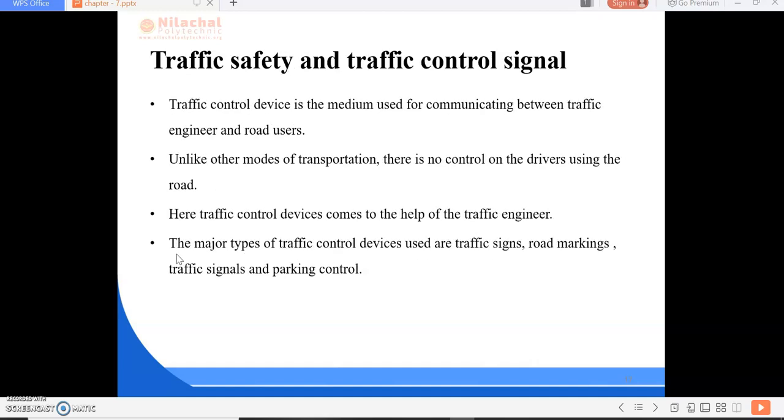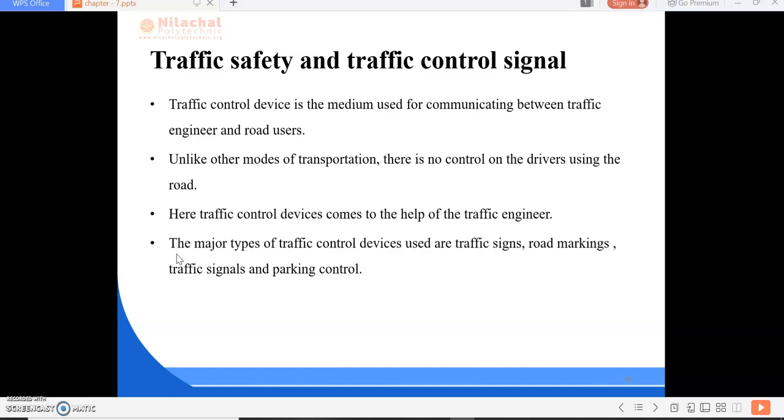Next is traffic safety and traffic control signals. A traffic control device is the medium used for communicating between the traffic engineer and road users. Unlike other modes of transportation, there is no control on the drivers using the road. Here, traffic control devices come to the help of the traffic engineer. The major types of traffic control devices used are traffic signs, markings, traffic signals, and parking control.